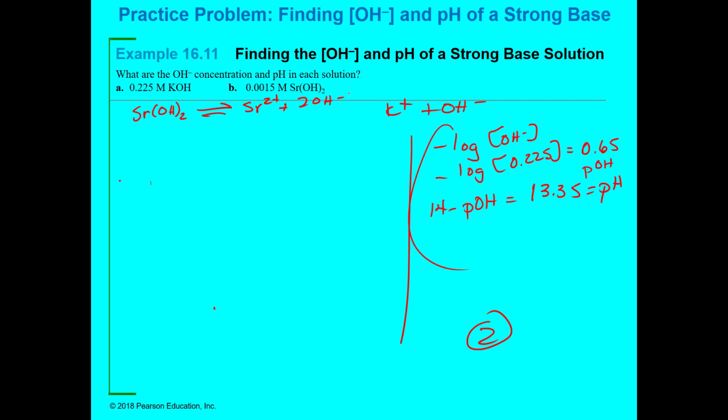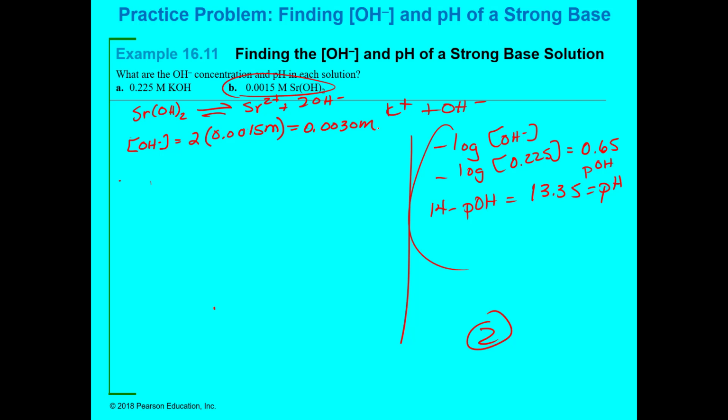So remember, in this one, you've got to remember that your OH minus is going to be equal to 2 times whatever that original concentration was, 0.0015 molar. Okay, so that's equal to 0.0030 molar.